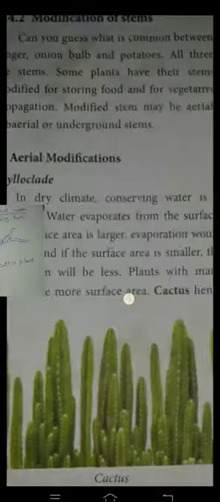Okay, the next one is the haustorial root. Haustorial roots are present in the Cuscuta plant. It is a parasite. It grows on another tree for sucking purposes. It produces roots inside the host plant and sucks the nutrients, water, and all those things from the host plant. An example is the Cuscuta plant.